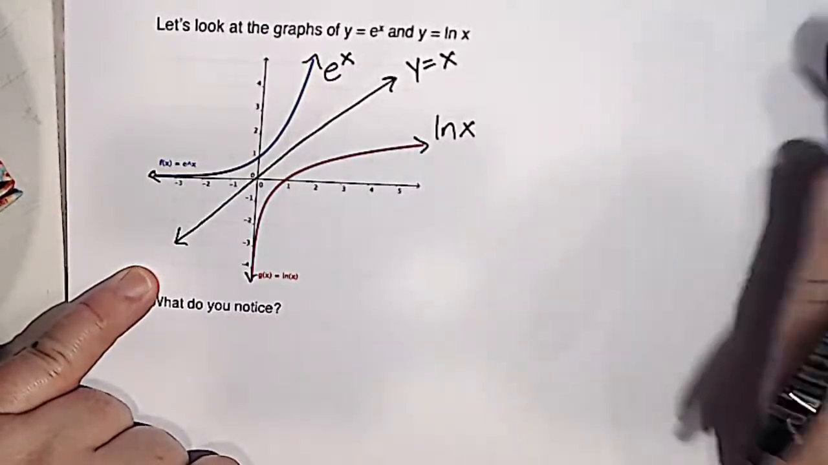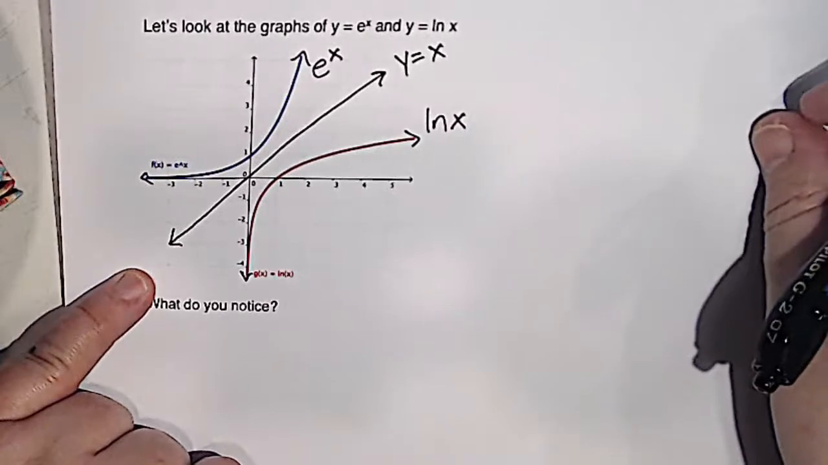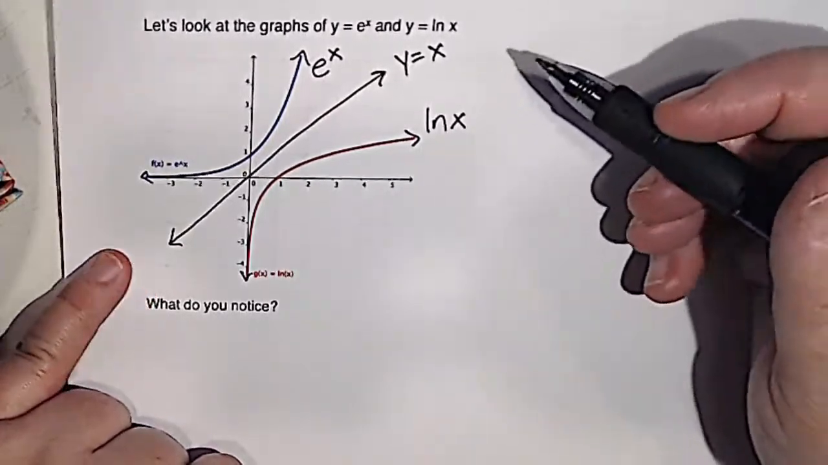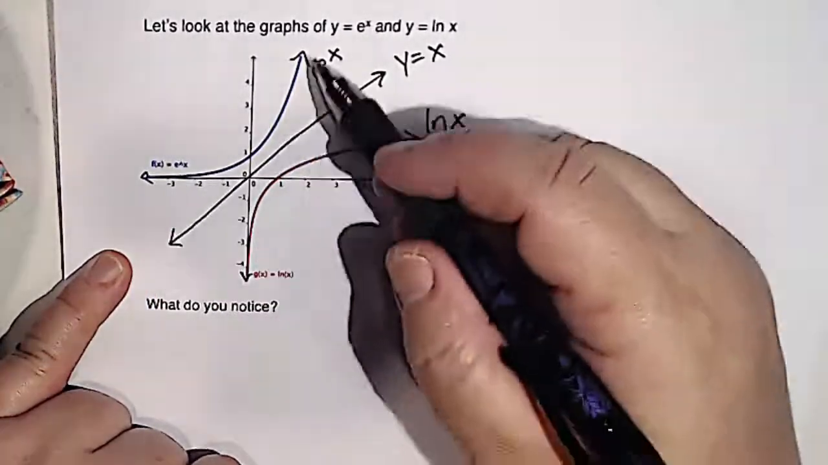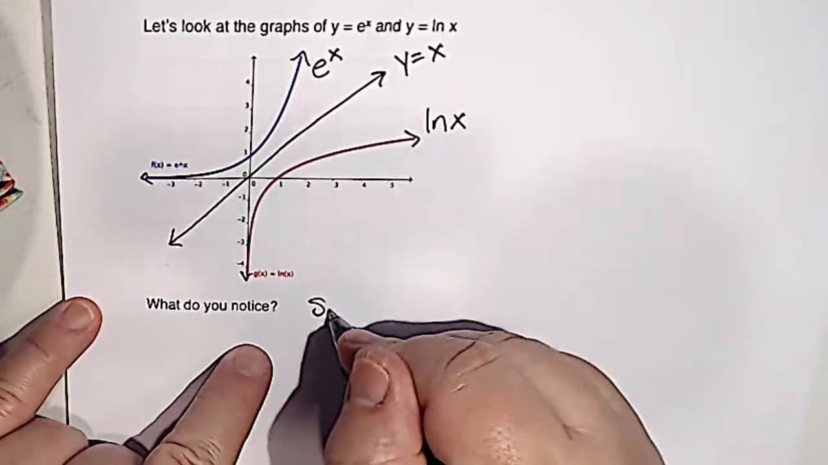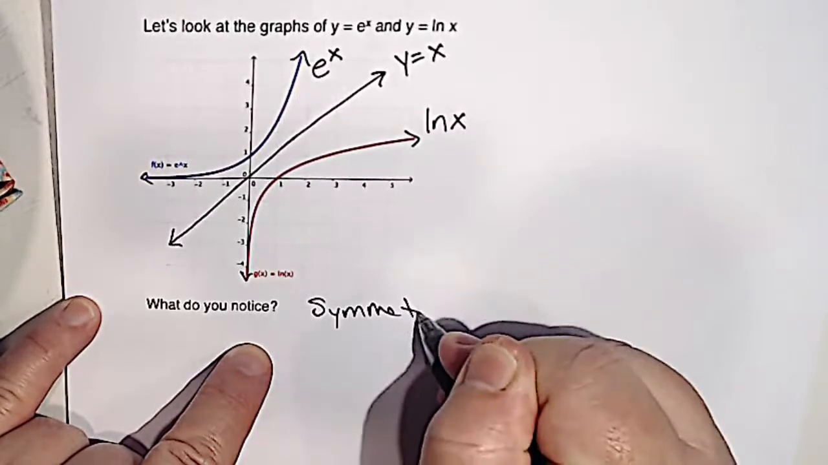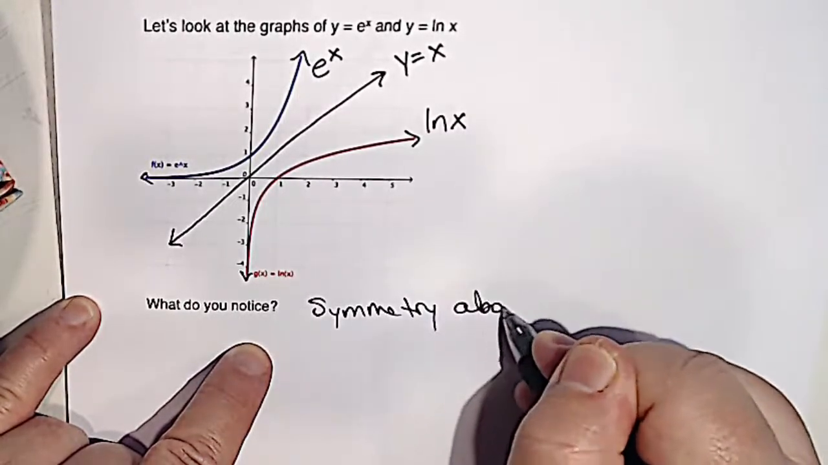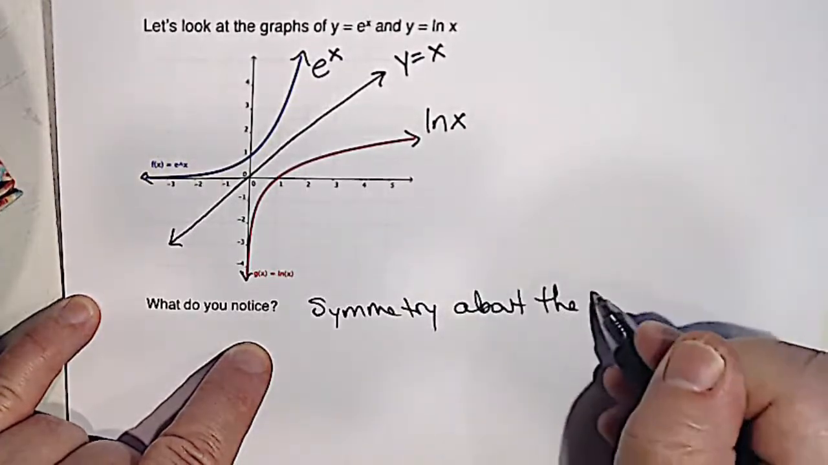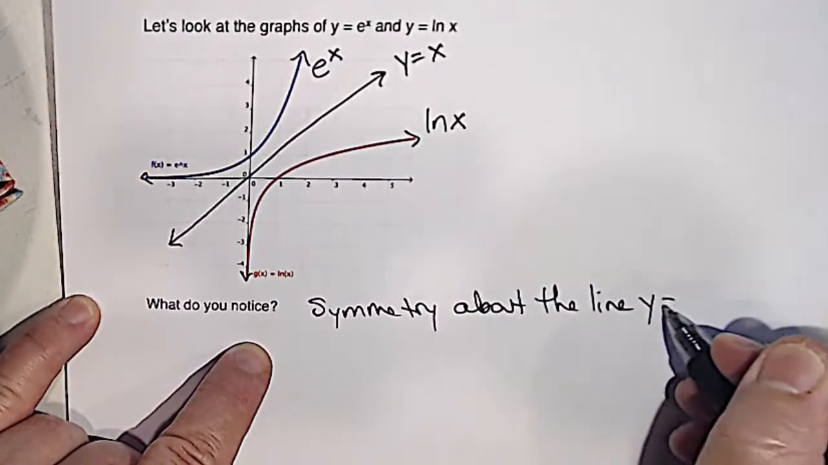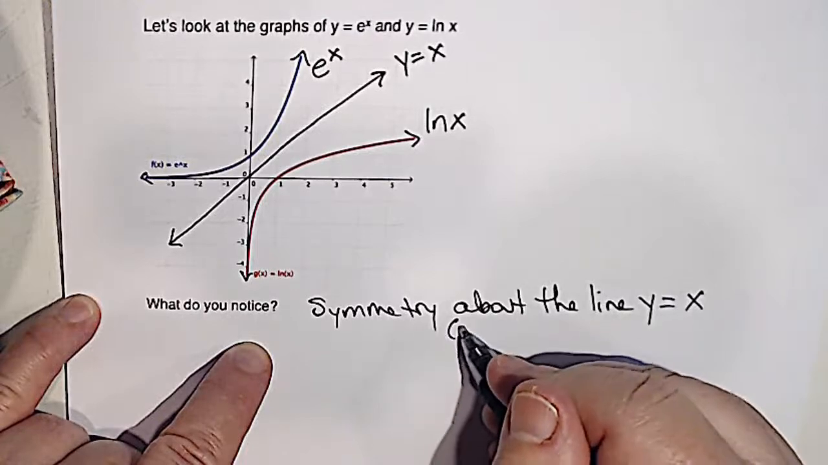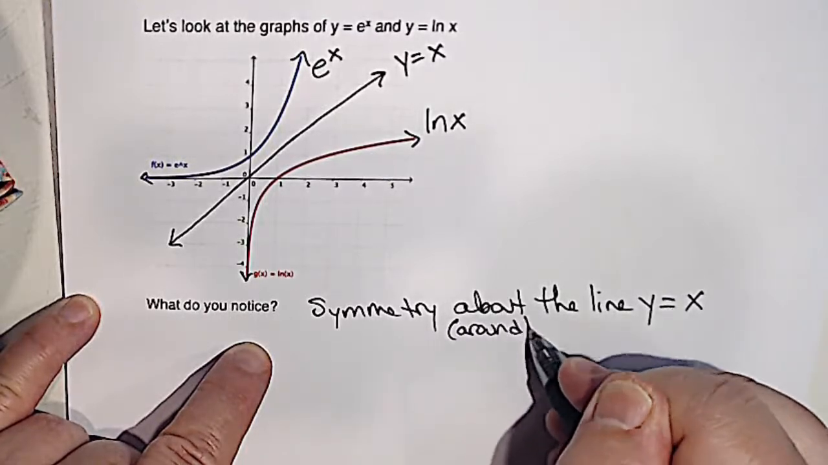Remember, mathematicians say about when they mean around. It's a thing. So there's symmetry about the line y equals x. So this means around. It's just the way we say it.